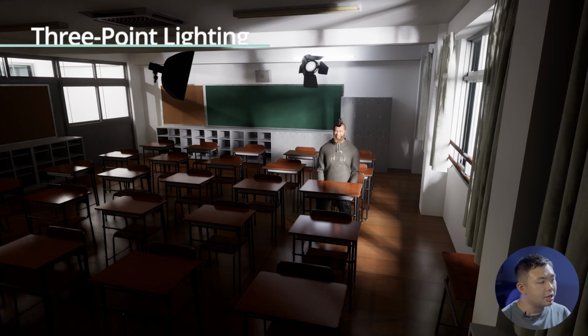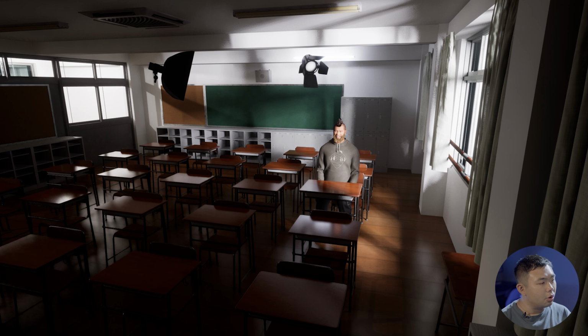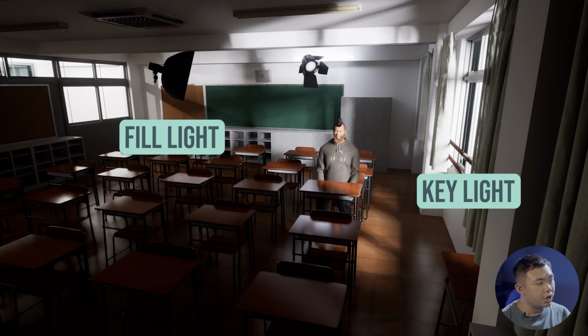Let's get started. Before we jump into the technical setup, let's understand what three-point lighting is and why it is important. Three-point lighting is a foundational technique in cinematography. It involves three main components: the key light, which is the primary light source; the fill light, which balances the shadows created by the key light; and the backlight, which separates the subject from the background, adding depth to the scene.